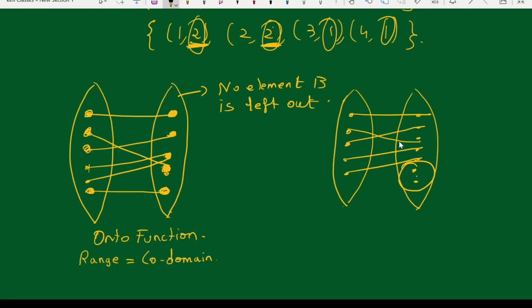So these two elements are left out over here. They do not have any pre-image in set A, so they are left out. Hence, this function is called an into function. इसको बोलते हैं into function. Right now, this function is 1-1 into. ये function at present is 1-1 into.